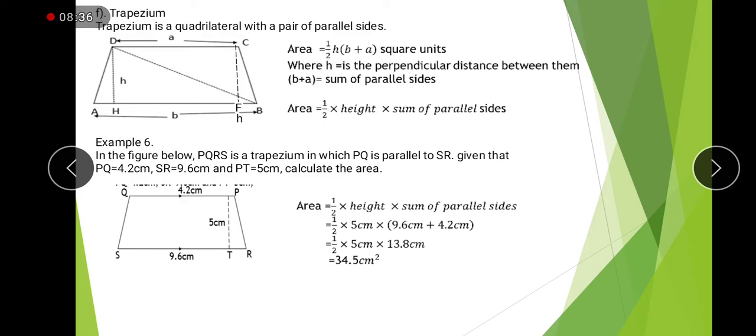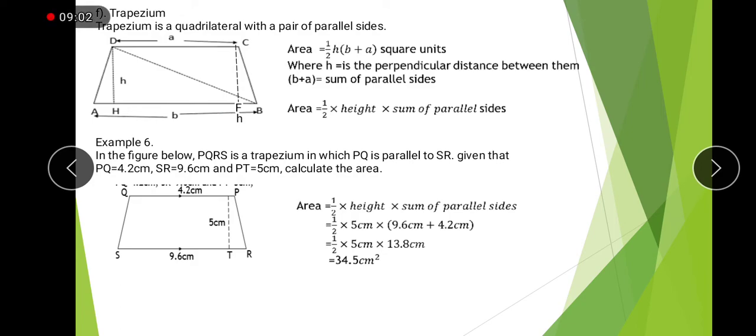Now, the formula of finding area of a trapezium is a half times the perpendicular height, this height, times the sum of parallel sides. Therefore, it will be a half times h into bracket b plus a.